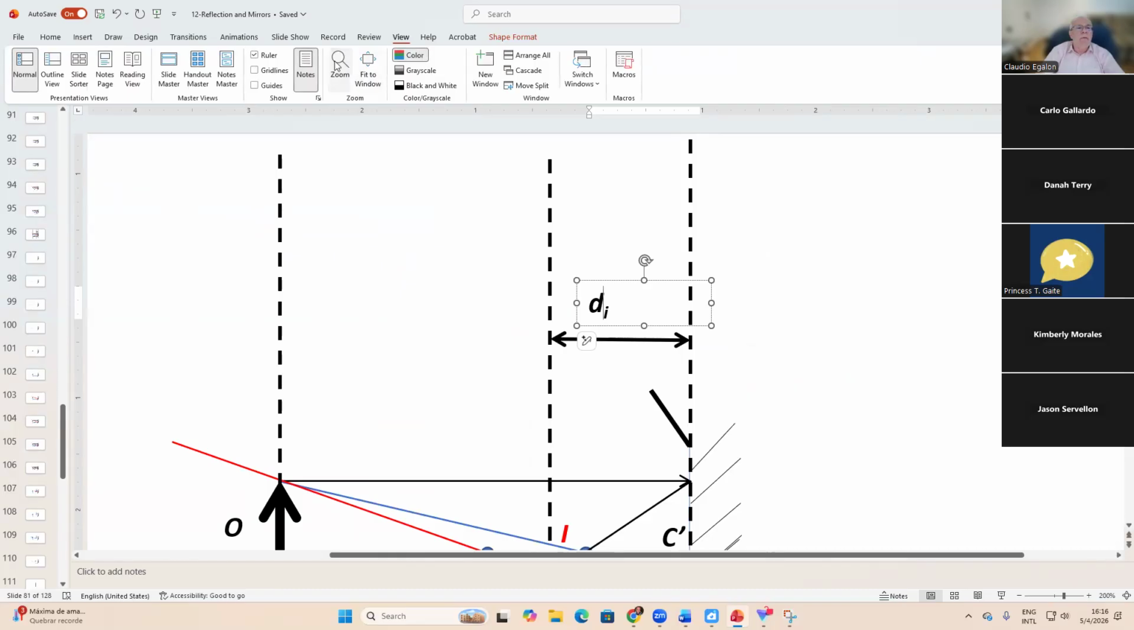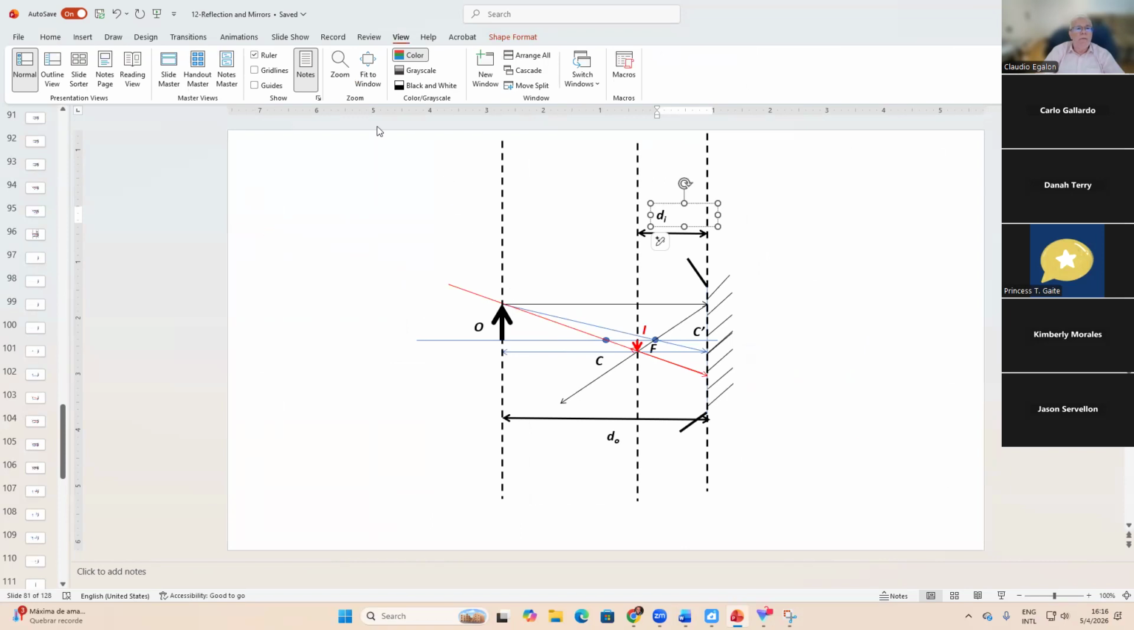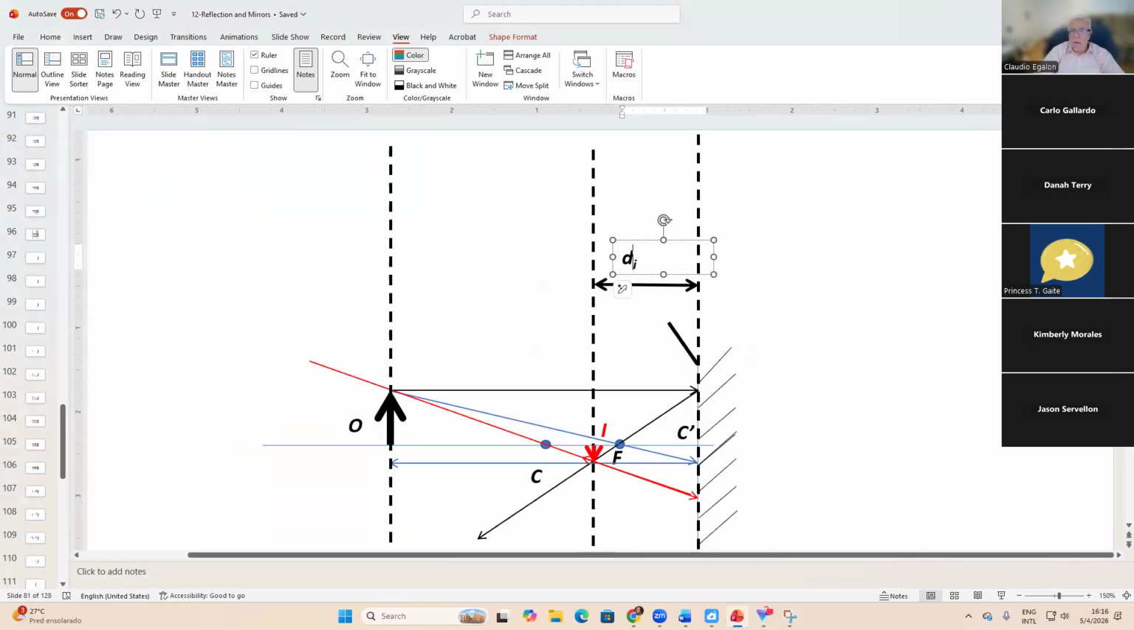View, let me see, zoom. I want to zoom out. Too small. Let's try 150%. Yeah, 150. Can we do better than that? Well, let's leave it this way.